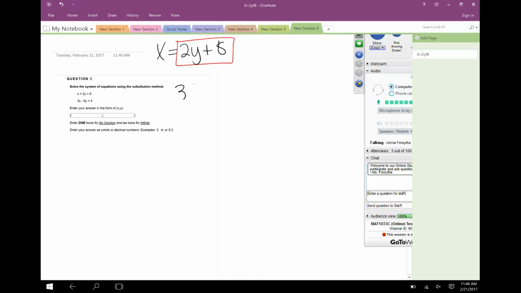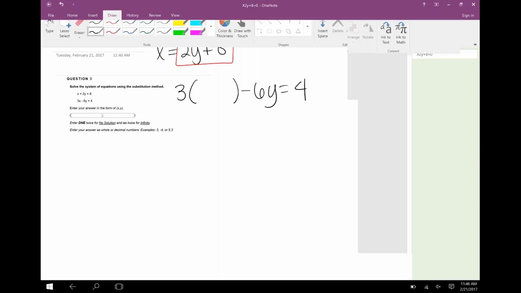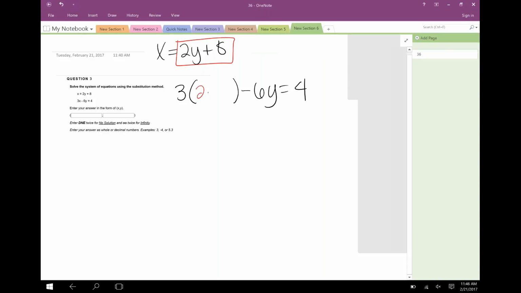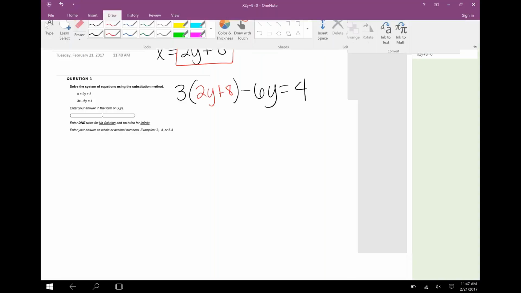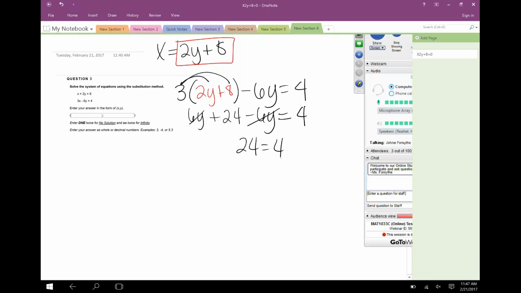So I'm going to have 3, wherever I see x, I'm going to put my 2y plus 8. So I'm just going to set it up. So 3 times 2y plus 8 minus 6y equals 4. So then here I'm going to distribute. 3 times 2y is 6y. 3 times 8 is 24. Bring down my minus 6y equals 4. 6y minus 6y, combine like terms, 0y, that actually cancels out. So we have 24 equals 4.